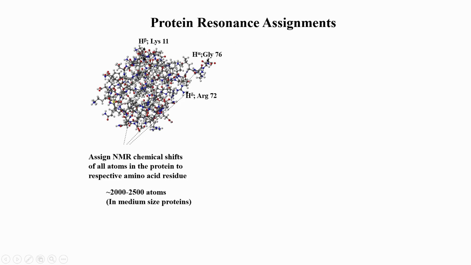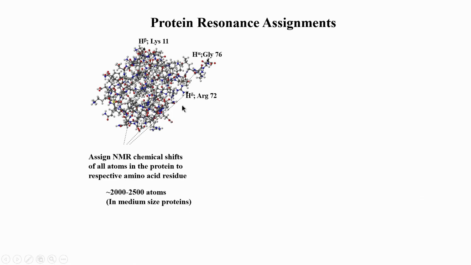It means for every atom in this protein, as much as possible, of course not possible for every atom, but for every hydrogen here, for example H delta of arginine 72 or H alpha of glycine 76, this is the ubiquitin protein structure, or H beta of some lysine 11, you need to actually know the chemical shifts. That means we need to assign NMR chemical shifts of all atoms in the protein to the respective amino acid residue, and that is the key here.